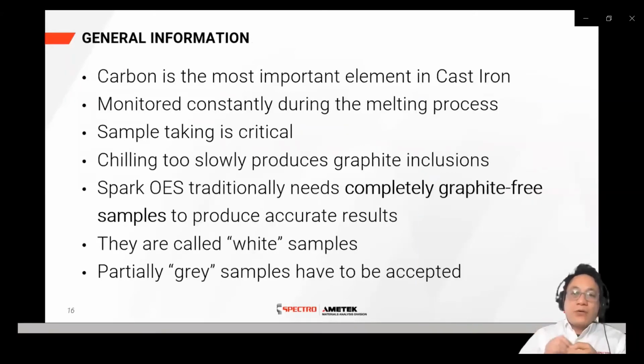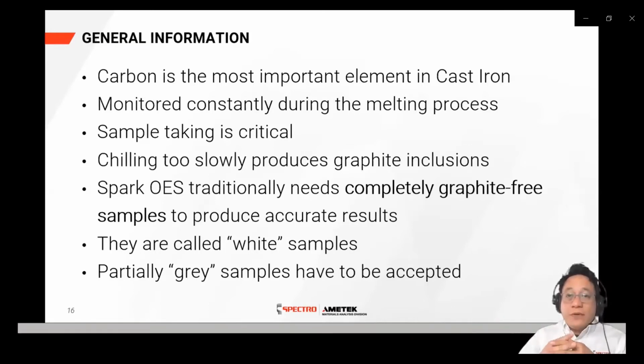Again, as you know, carbon is the most important element in cast iron. It therefore has to be monitored constantly during the melting process. It is so crucial for the chemical composition of the melt. Sample taking, as I mentioned before, is extremely critical. Chilling too slow produces graphitic inclusions, free graphite. However, it is well known that traditional spark OES systems need completely graphite-free samples to produce accurate results. Completely graphite-free samples are also known as the white samples in white iron.